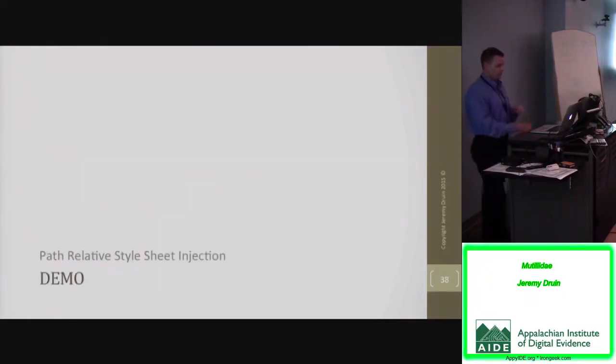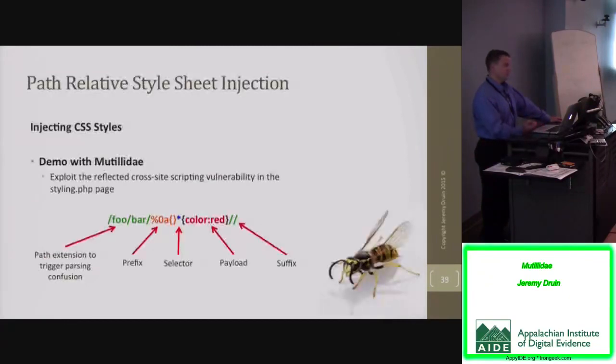So we can see this with a demo. And I'm going to use the Mutillidae system for this demo. Recently, the path relative style sheet injection vulnerability was added into the project. So now you can download the project and try this for yourself.